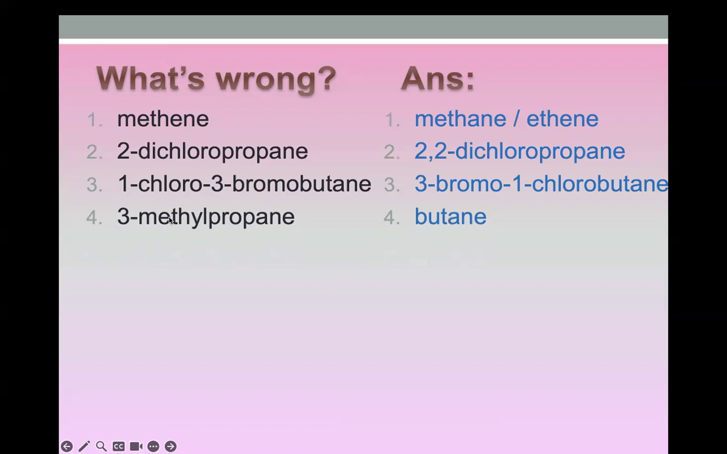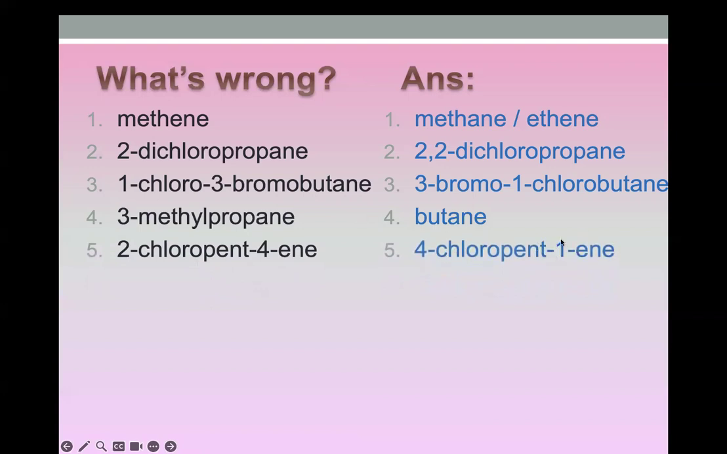Or if you really get the branched chain, it must not be on the third position. It must be on the second position. That is methyl propane. 2-chloropent-4-ene. Now, remember, the position of the functional group must be as small as possible. So we need to label it as pent-1-ene, but 4-chloro. So the functional group will be smaller, but the prefix, the substituent, being larger is okay. So it would be 4-chloropent-1-ene.